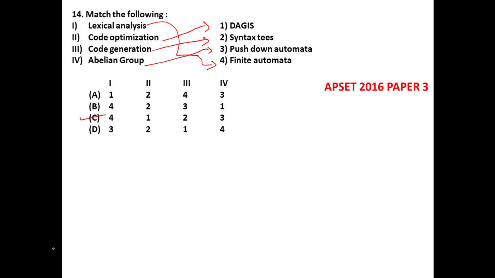Now see the next question, question number 15. In comparison with static RAM, dynamic RAM has, right? So when you compare static and dynamic RAM, option A is the right one, that is, dynamic RAMs consume low power and have higher bit density. So the answer for this question is option A.